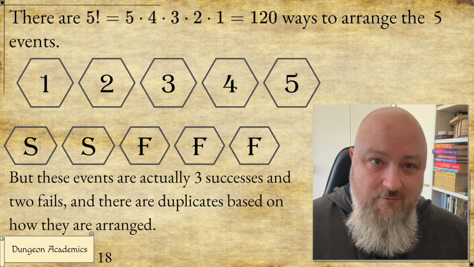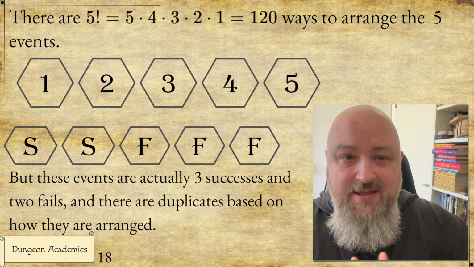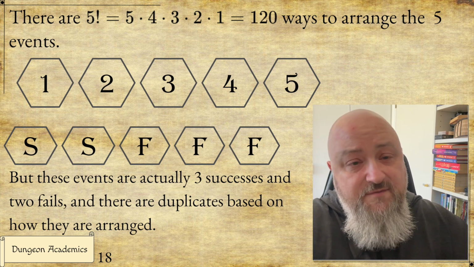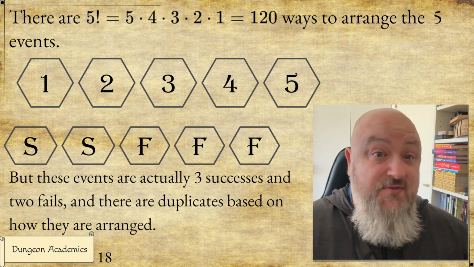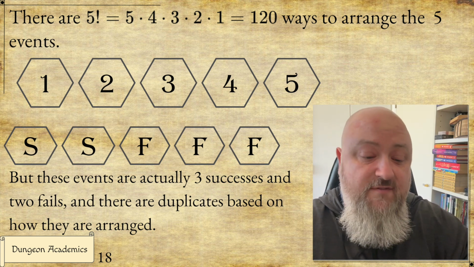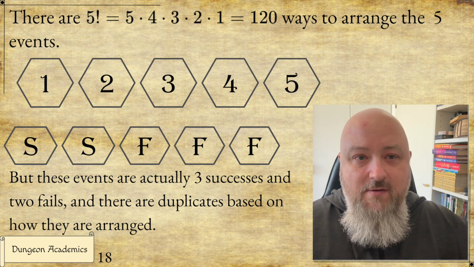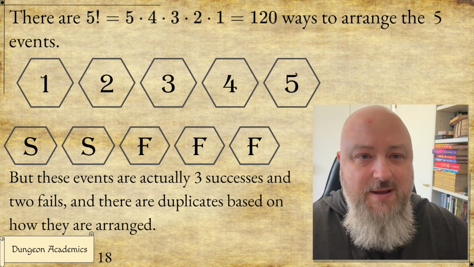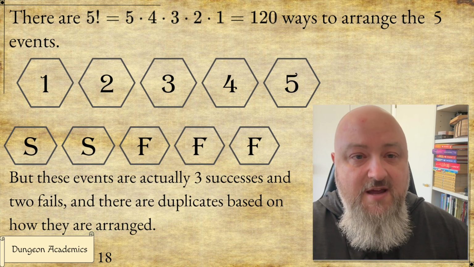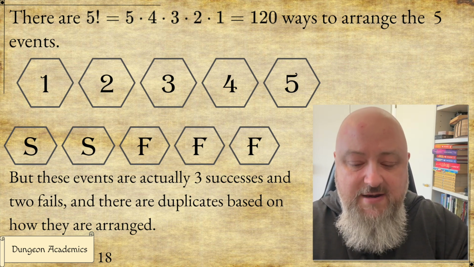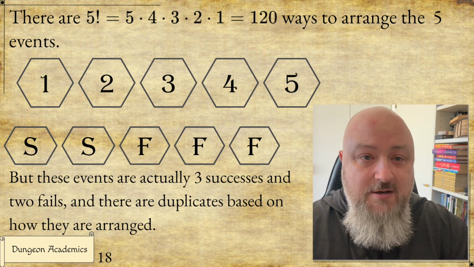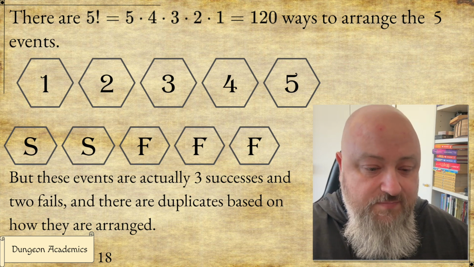But we're not arranging 5 different tiles. In the example that I've picked, we're arranging 2 successes and 3 failures. So instead of 5 different tiles, I have 2 with an S for success and 3 with F for failure. And the arrangement of the 2 successes relative to each other doesn't make a difference. They are the same event, a success. And each of those 3 failures is the same event. So we need to think how many of these arrangements is a duplicate, because we can just swap the position of the successes or failures.